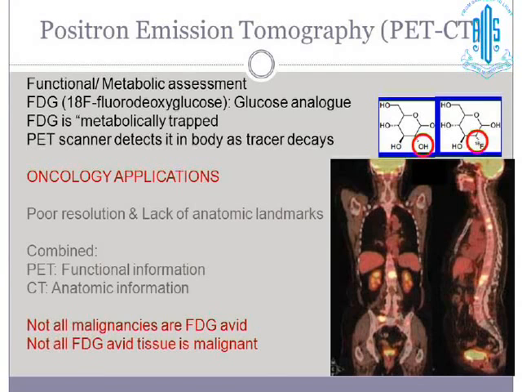Now, it has diverse oncological applications. However, it is limited by poor resolution and a lack of anatomical landmarks, which is why PET and CT are both combined. PET gives us the functional information and CT gives us the anatomical information. Now, make no mistake, not all malignancies are FDG avid, and not all FDG avid tissue is malignant. Even infected tissues do take up FDG.